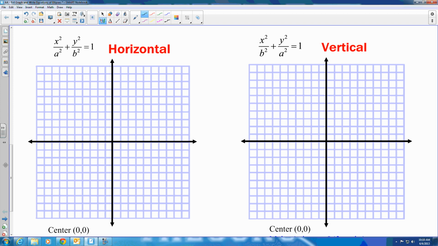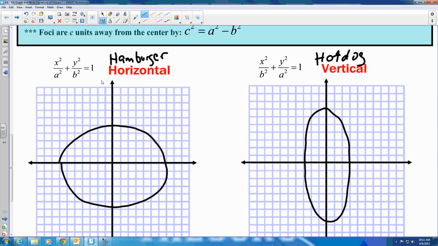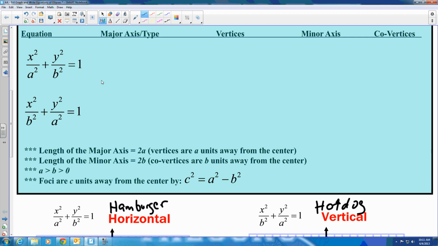This kind of ellipse, I like to call it a hamburger ellipse, because it kind of looks like this. Kind of looks like a hamburger. And then the vertical ellipse, which is x squared over b squared plus y squared over a squared equals 1, I like to call a hot dog, because it's kind of longer and looks like a hot dog. So that's the difference between the 2 graphs here.